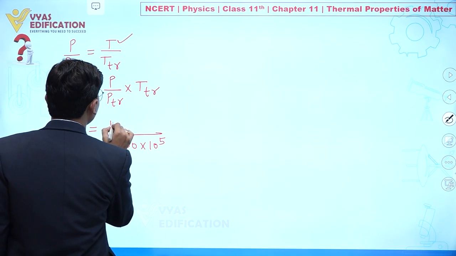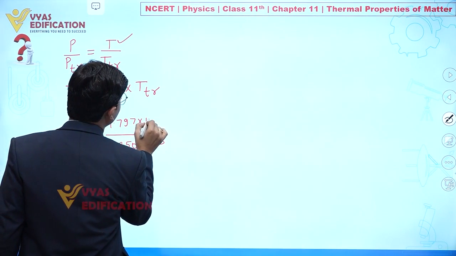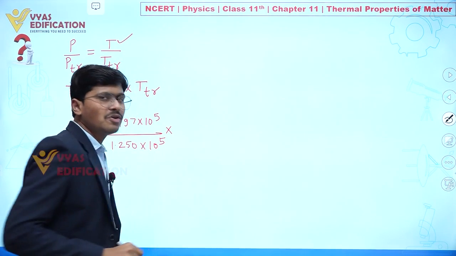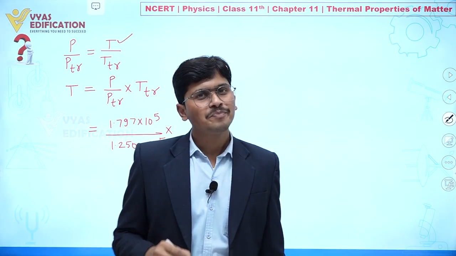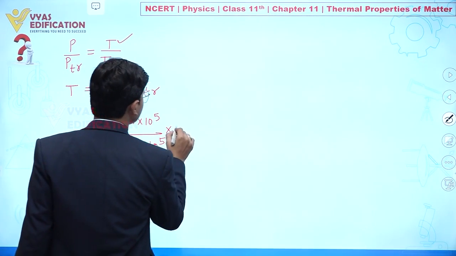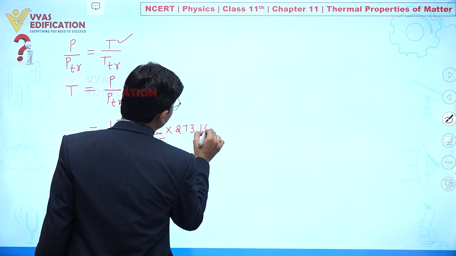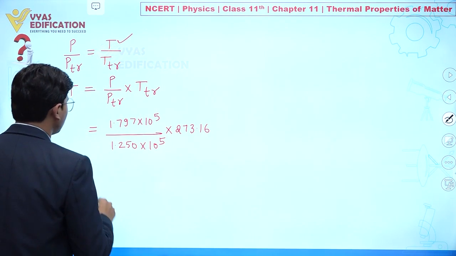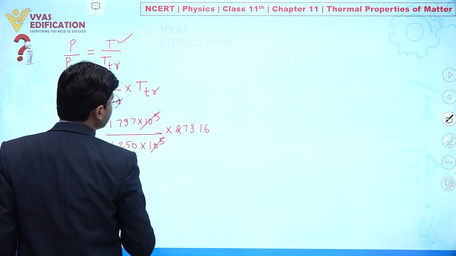1.797 into 10 to the power 5 Pascal. Now you know very well what the triple point of water is, 0.01 degree Celsius. So this is equal to 273.16. Clear? So from here you can say this one and this one are cancelled out.